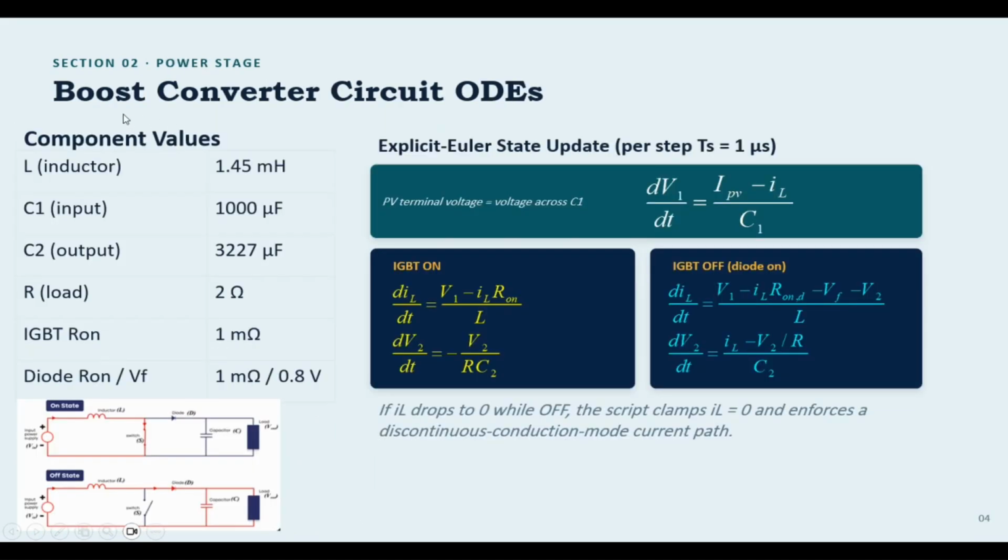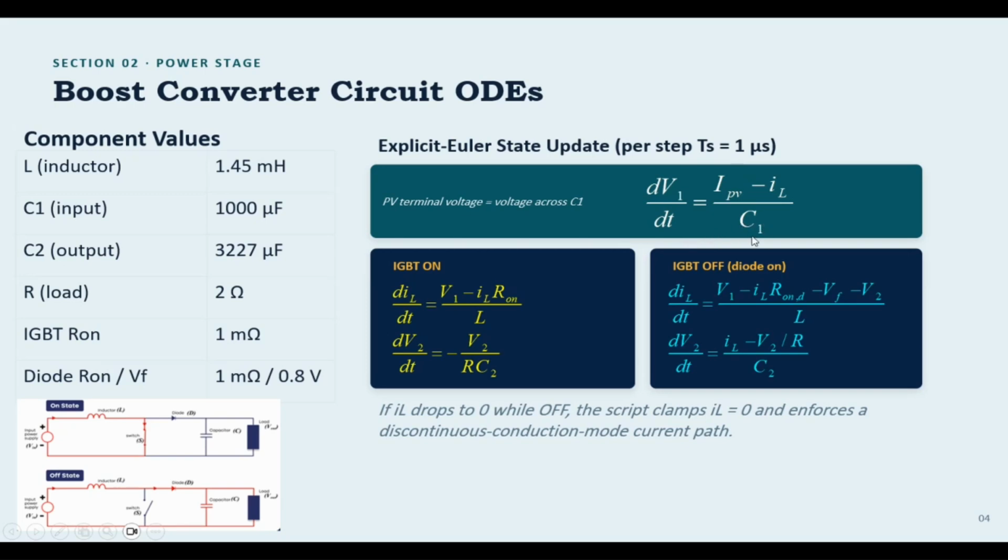Now for the actual power stage. Instead of using the Simulink solver, I wrote out the circuit differential equations directly and stepped them forward with explicit Euler integration, using a 1 microsecond time step. The voltage across C1, which is the PV terminal voltage, always follows the same equation. The PV current coming in minus the inductor current going out, divided by the capacitance.